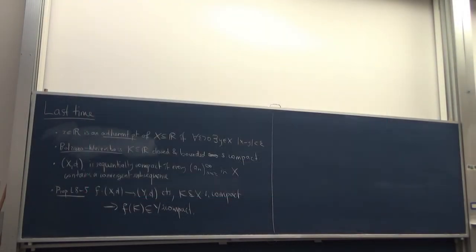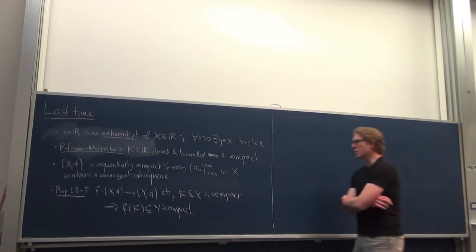Okay, so we're continuing with compactness. Let me remind you of what happened last lecture. So we went through some generalizations of notions of sequences of convergence from, say, R to a generic metric space.